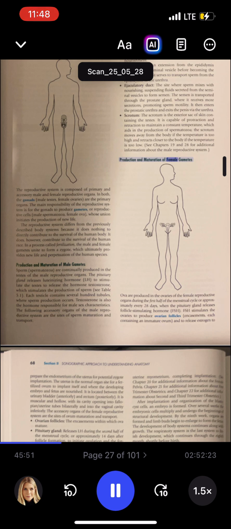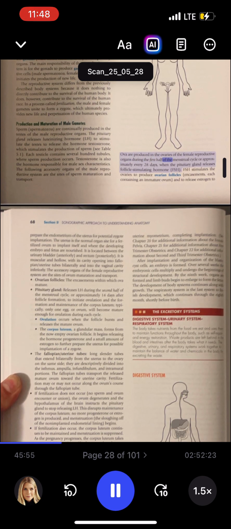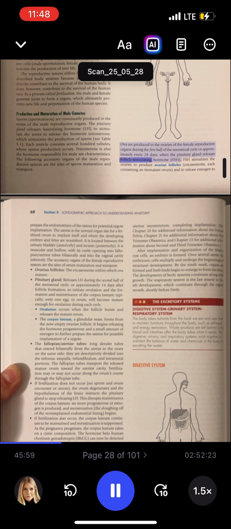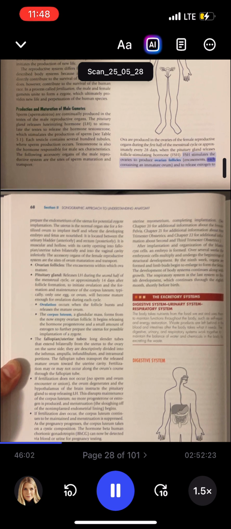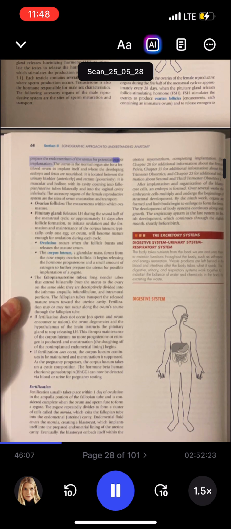Production and maturation of female gametes. Ova are produced in the ovaries of the female reproductive organs during the first half of the menstrual cycle, or approximately every 28 days, when the pituitary gland releases follicle-stimulating hormone, FSH. FSH stimulates the ovaries to produce ovarian follicles, encasements each containing an immature ovum, and to release estrogen too, to prepare the endometrium of the uterus for potential zygote implantation.